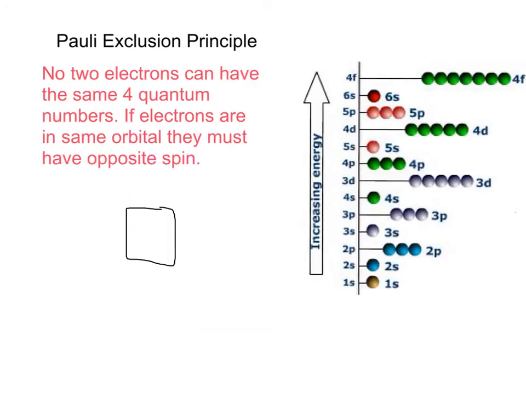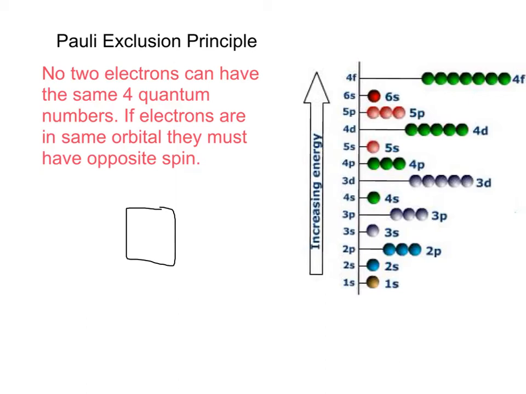So the last one is the Pauli Exclusion Principle, and we've already covered this one before, but we're just going to rehash it again and put it down in words for you. It states that no 2 electrons can have the same 4 quantum numbers. If electrons are in the same orbital, they must have opposite spins. If you remember the different postal addresses, or the 4 different quantum numbers, every electron had its own set of 4 quantum numbers. This is exactly what the Pauli Exclusion Principle is telling us.